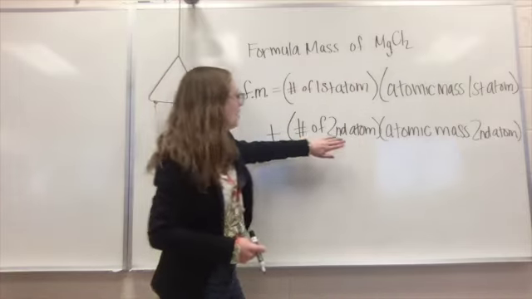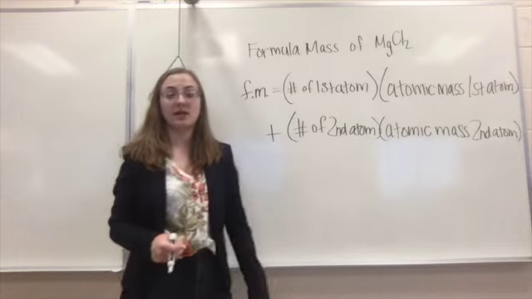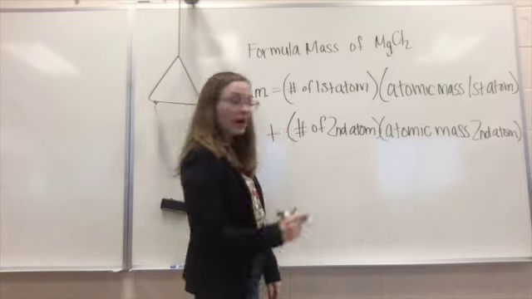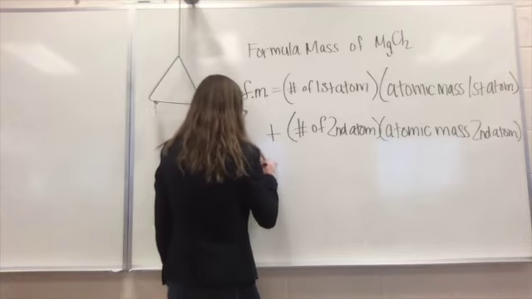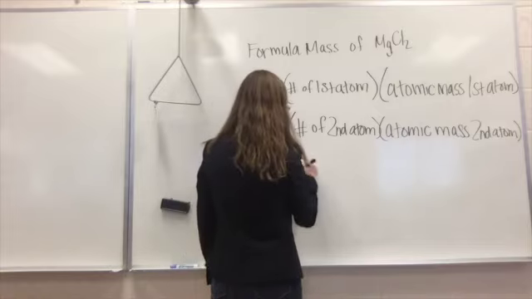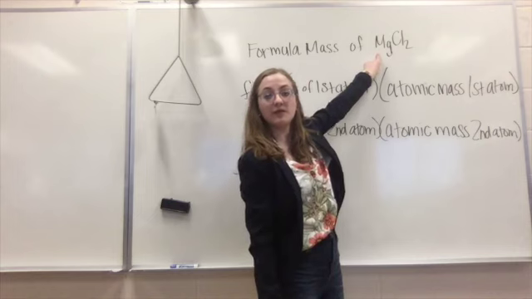Then we're going to figure out how many atoms of the second kind we have, and we're going to multiply that by the atomic mass as well, okay? So let's get cracking. So formula mass is going to be the number of the first atom. So if I'm looking at my chemical formula here, that's what's going to give me the information.